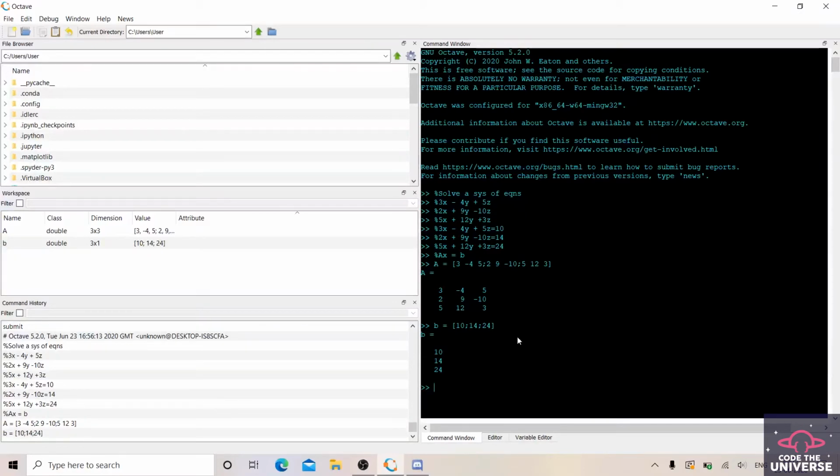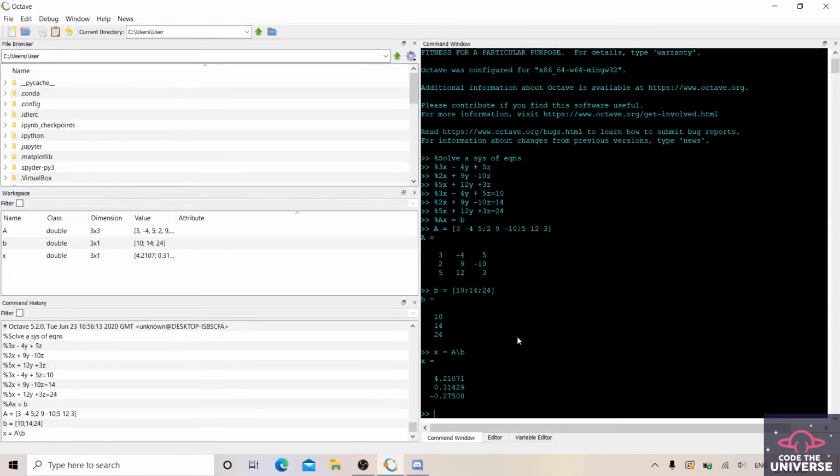So now I need to find out the values of x, y, and z. What am I gonna do? I'm just gonna type x is equal to a backslash b, and here we go. So that is the solution to the set of equations that I just typed out. That's 4.21, 0.31, and minus 0.275 will be the solution set x, y, z. So x is 4.21, y is 0.31, and z is minus 0.275.